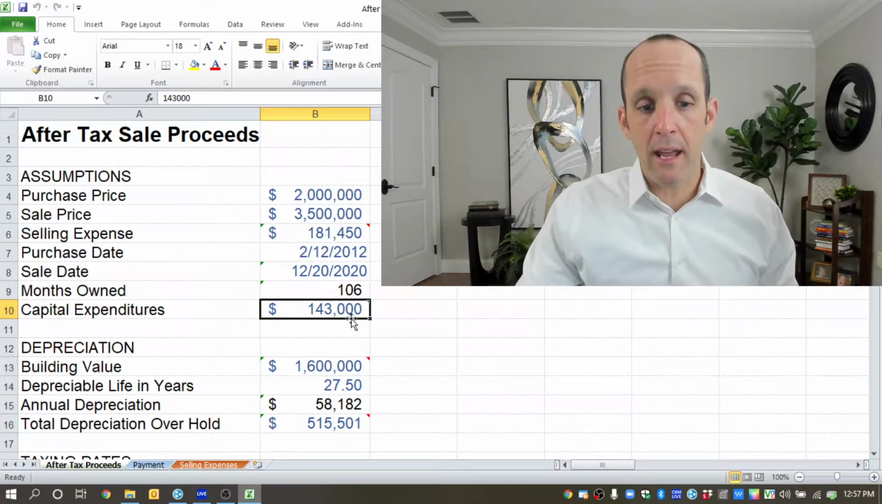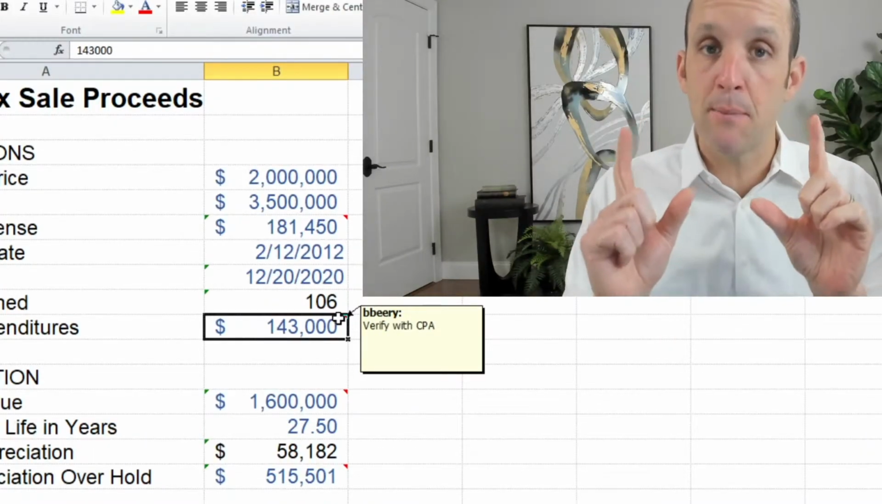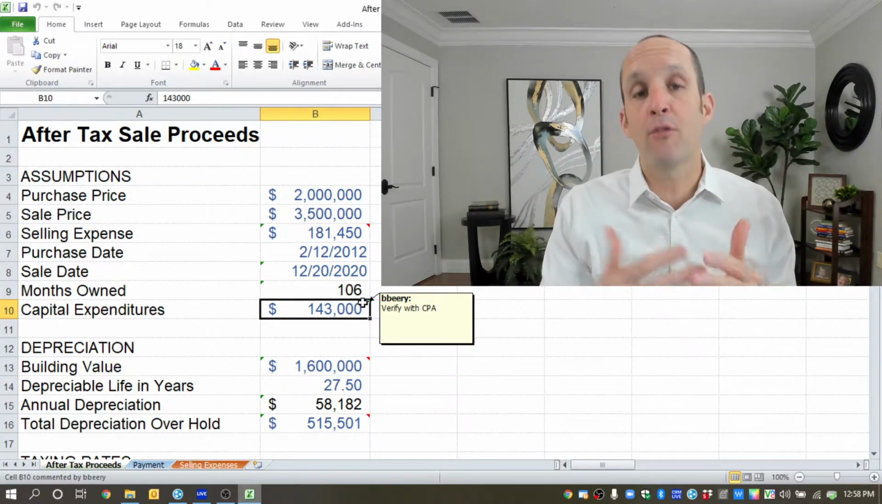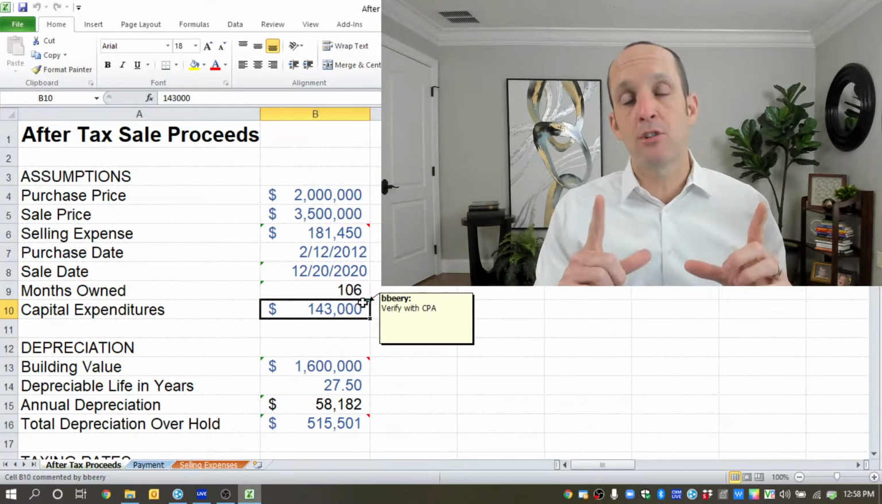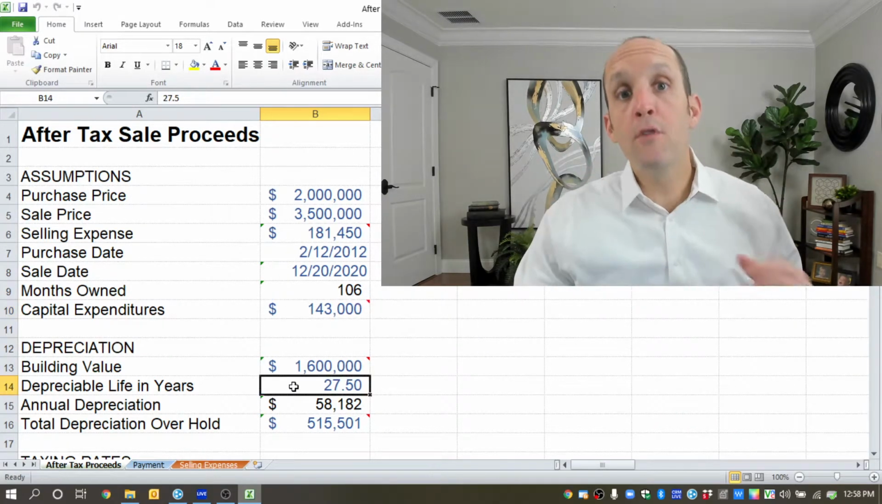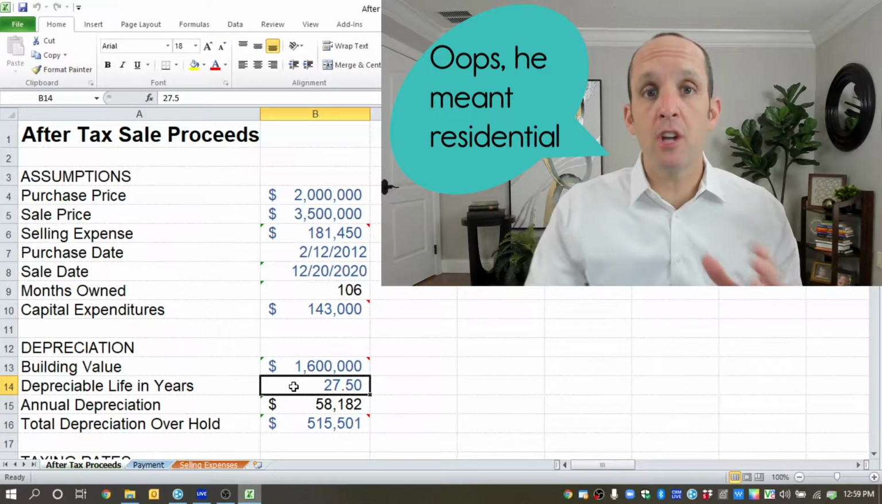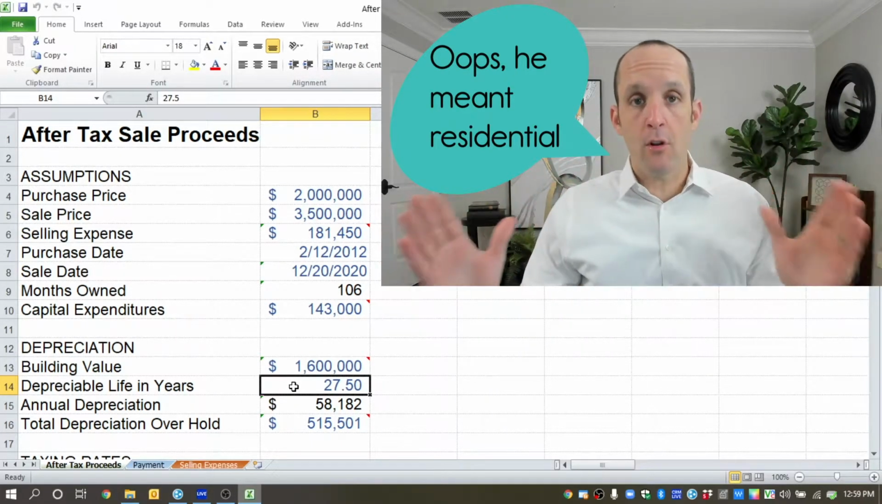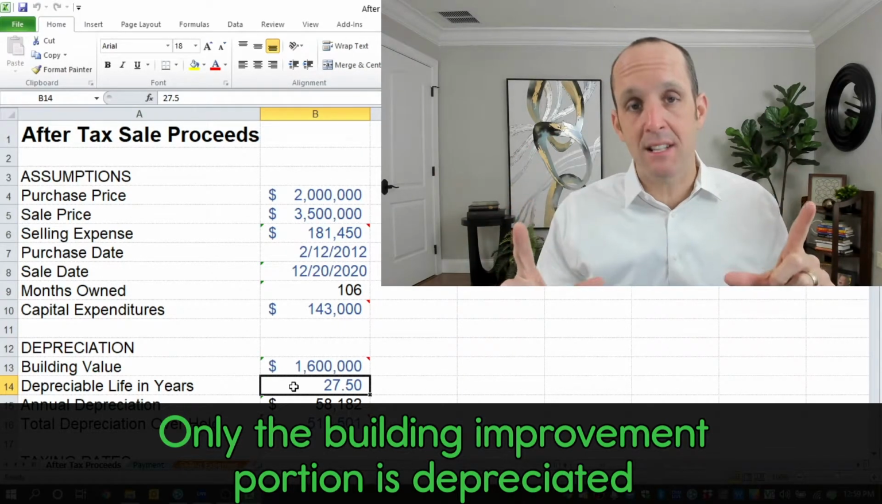The best way, if you'll see the little red mark, is to verify what this number is with your actual CPA, because they're tracking that for you on an annual basis. This number is important in determining what taxes you pay after the sale. Moving on to the depreciation inputs. Commercial real estate is depreciated over a 27.5-year life, but only the building improvements portion of an asset is depreciated.